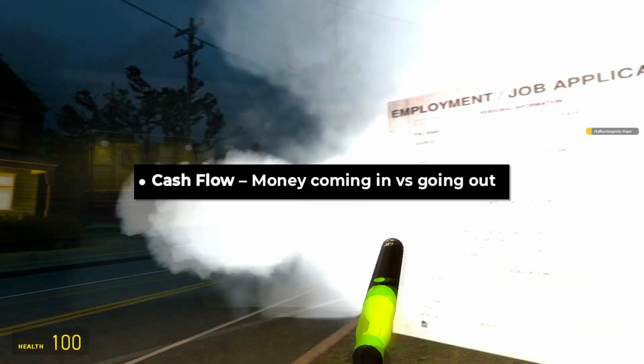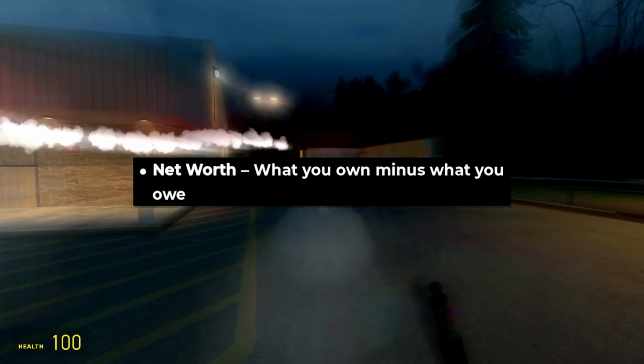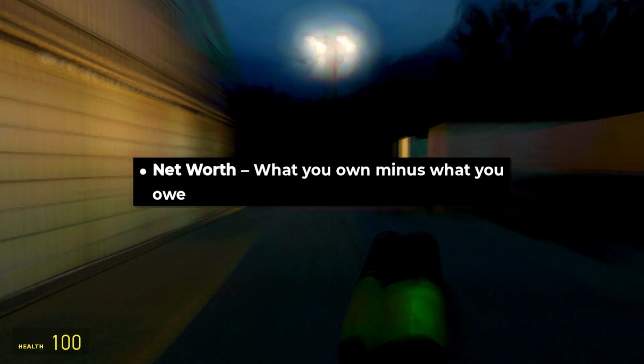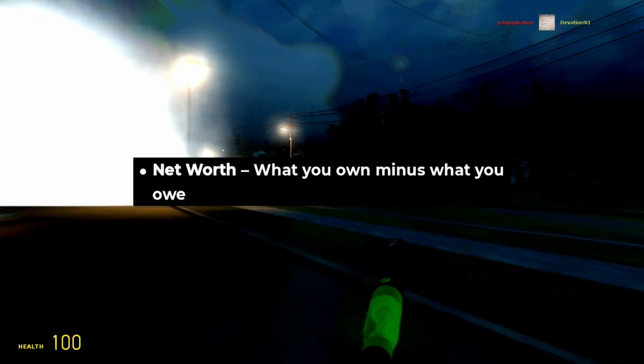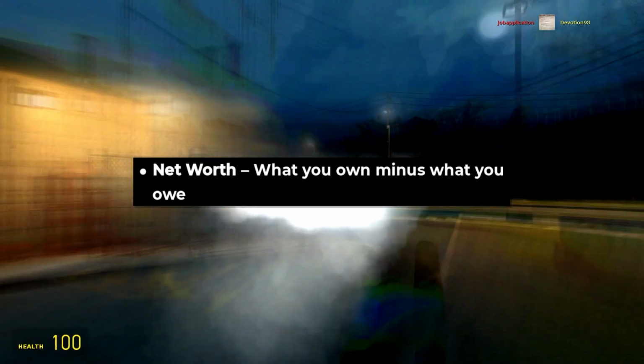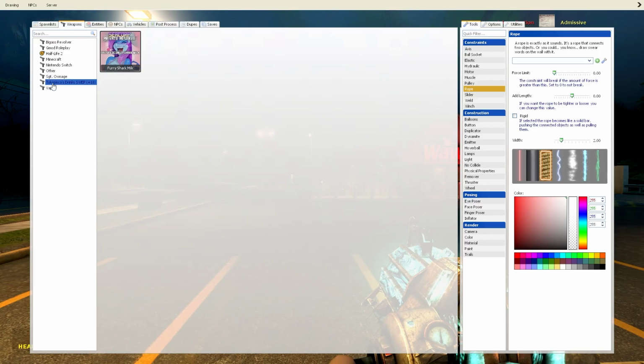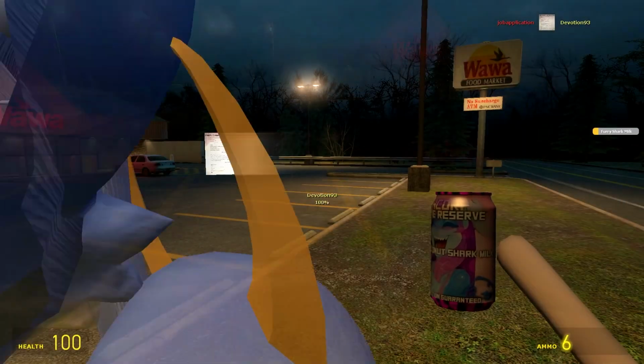Cash flow is your money coming in versus going out, and your net worth is what you own minus what you owe, okay? That's going to be a big one. Net worth is what you own minus what you owe, okay? So I got through the basics now, guys. If you guys need to start taking notes, or if you haven't been taking notes, now would be the time, if note taking is what makes you learn better. But I take notes personally.